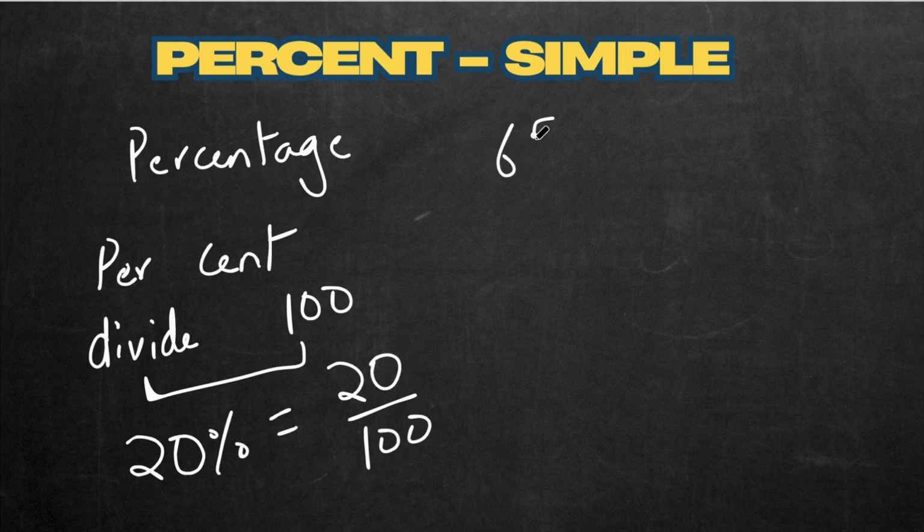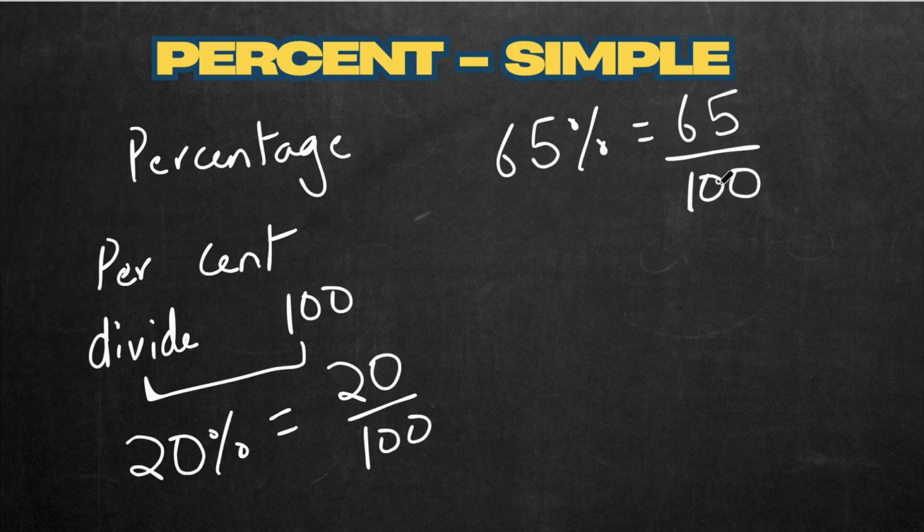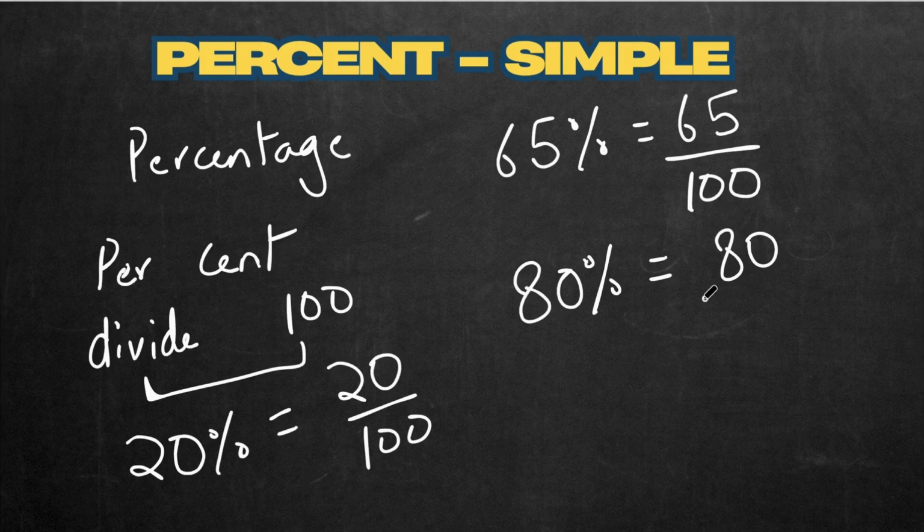If you have 65%, you can write it as 65 over 100. This is what 65% means. If you have 80%, you can write it as 80 over 100. And how it translates into fractions is something that we will look at in a different video. But for percent, just understand percent means nothing else than divided by 100.